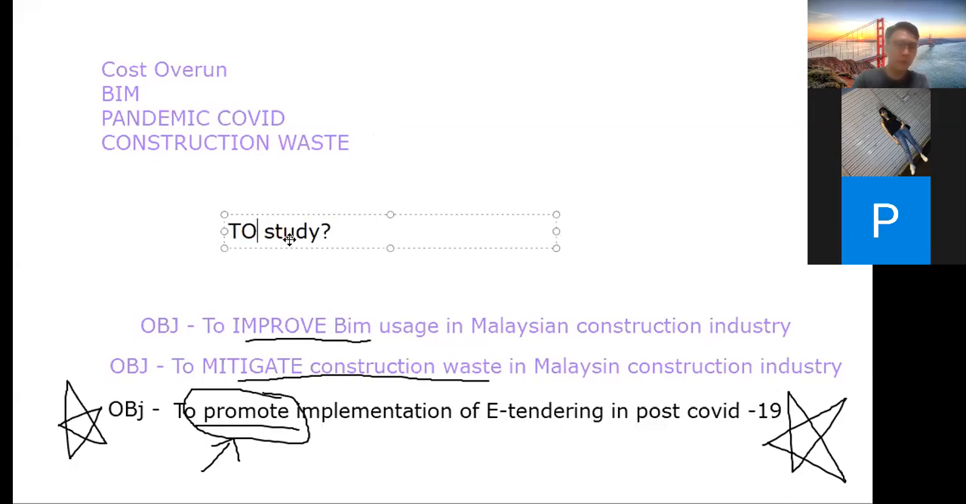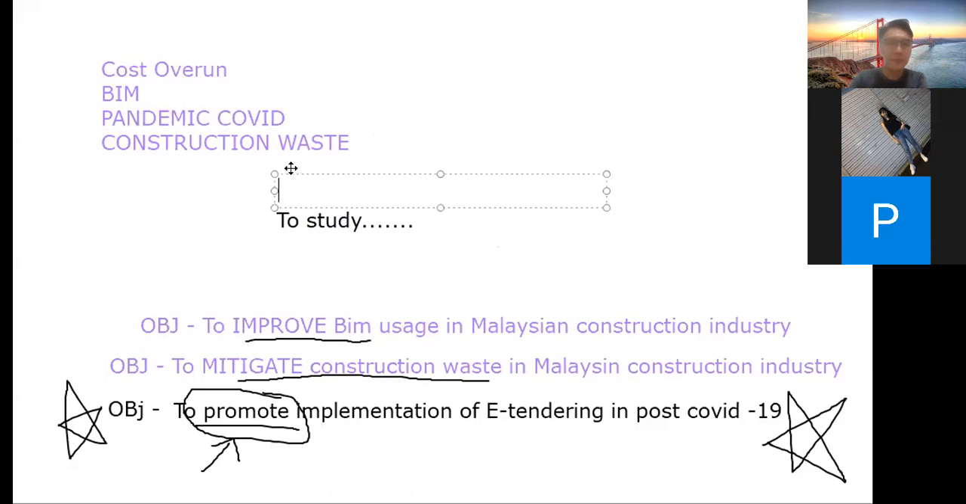So how to promote? To figure out. To figure out, right? Okay, what you did is to figure out the solution, right? Okay. Now, how can we promote? Because this objective is to promote.